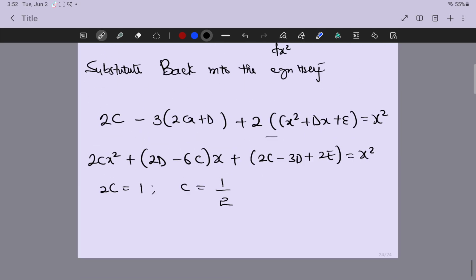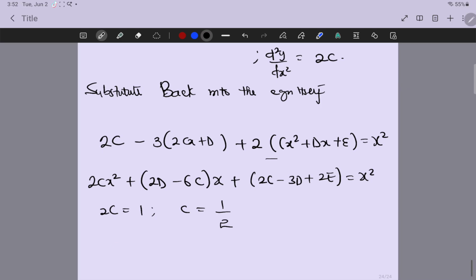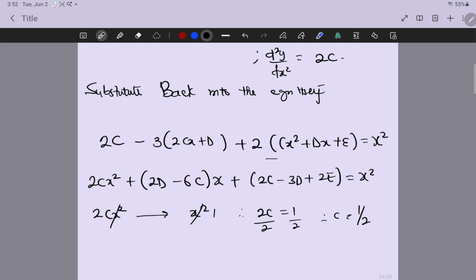And then if you say 2d, so we are comparing. How did I get these numbers? 2cx, compare it to x squared. This cancels this, right? 1. So we have 2c is equal to 1. So divide by 2. c is equal to 1 over 2. Is that clear?